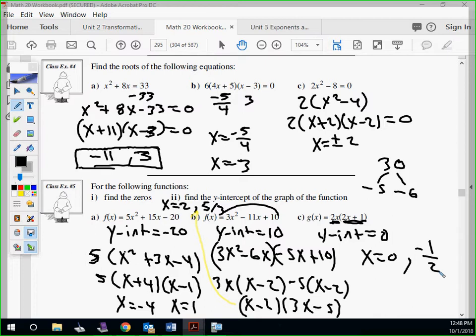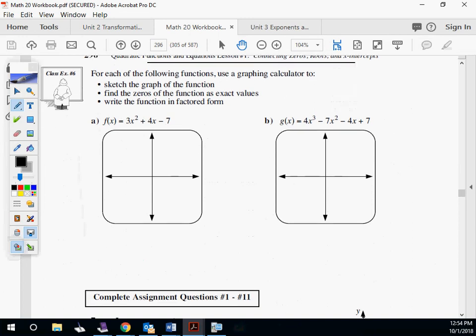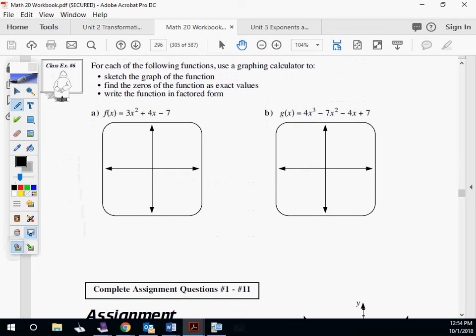All right, we're on the decline now. Let's do one more example. Good work. Okay, for each of the following functions, use graph calculator to sketch the graph of the function. Find the zeros as exact values. Write the function in factored form. Okay, so I'm going to kind of roughly sketch them. Or I'll give you a little bit of a hint here.